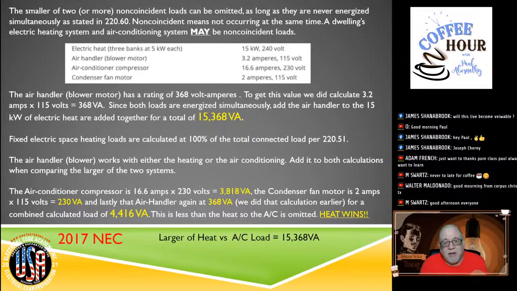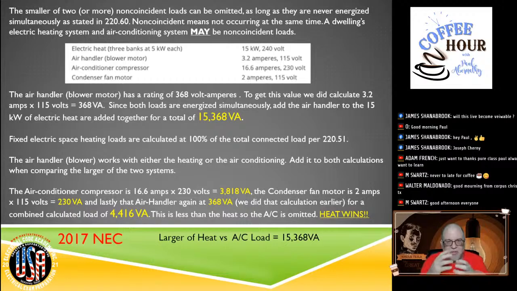Now, since both the loads are energized simultaneously, what that means is when heat is going, our air handler will blow that heat. So that blower is going to be going whether it's heat or whether it's AC. So that is a load that we always have to add into our heat and our air conditioning calculation, okay? We're not talking about a heat pump here. Since it will run for both, in our case the very first one was 15 kW for the heat. If we take that 15 kW and add that 368 to it, it's 15,368. That's our heat, and that is including the air handler, because that will run simultaneously. The blower motor will run regardless of whether heat or AC is on. So we have to account for that.